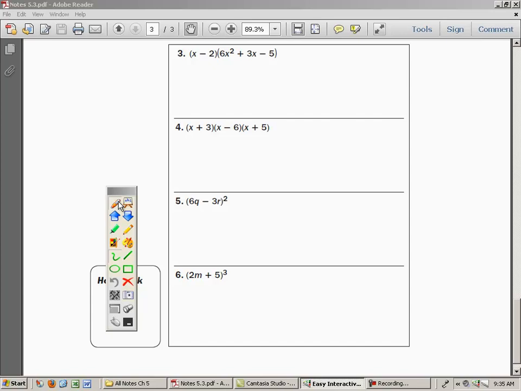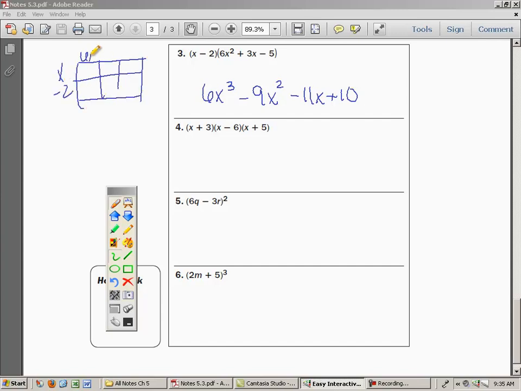All right, so when I go ahead and I multiply on number 3, I'm going to get 6x to the 3rd minus 9x squared minus 11x plus 10. And again, I would use Punnett squares here, and I would put the x minus 2 here, and I would put the 6x squared plus 3x minus 5 there, and then get all your entries and combine like terms. Same thing for number 4.